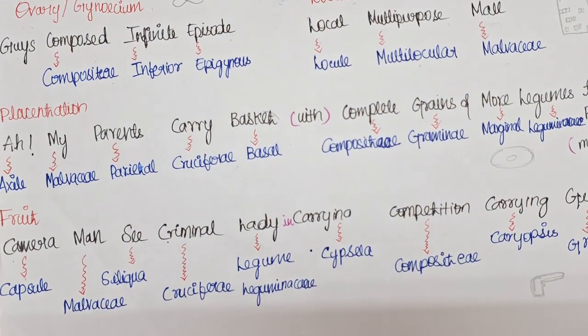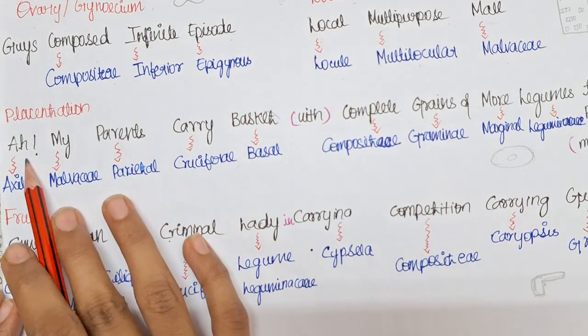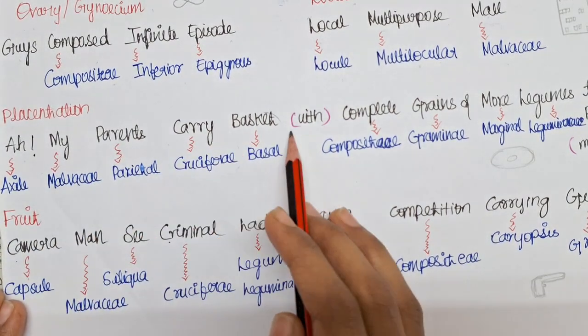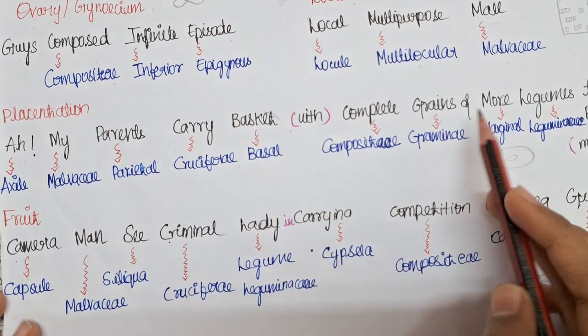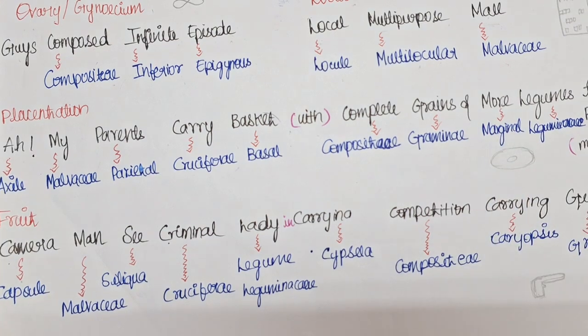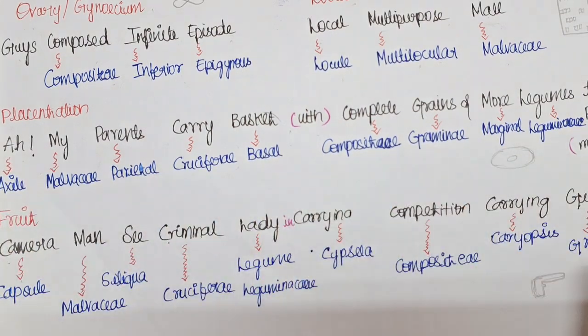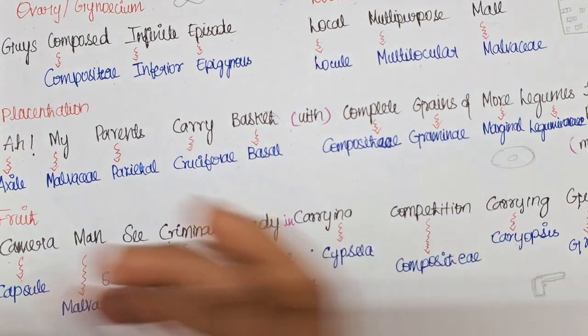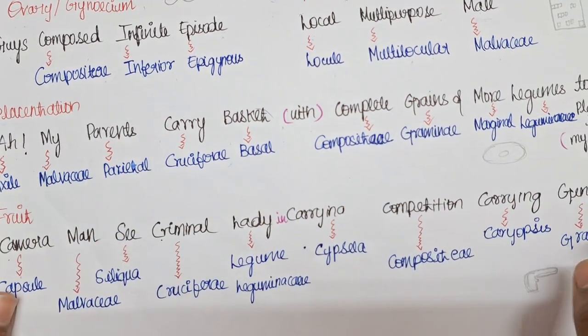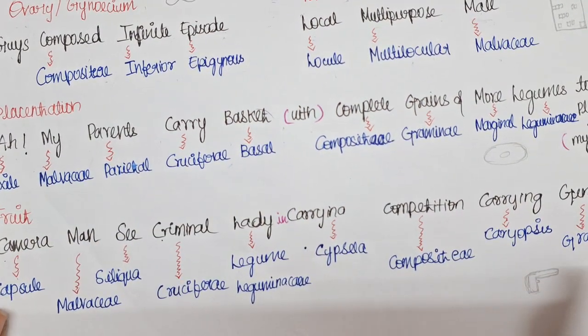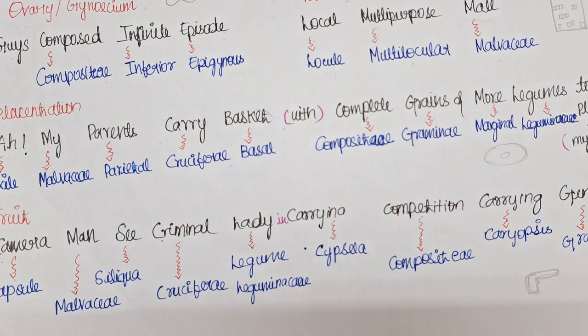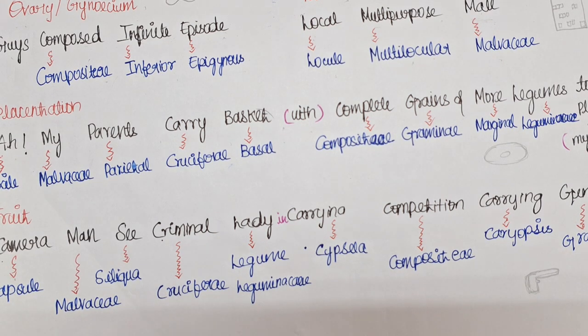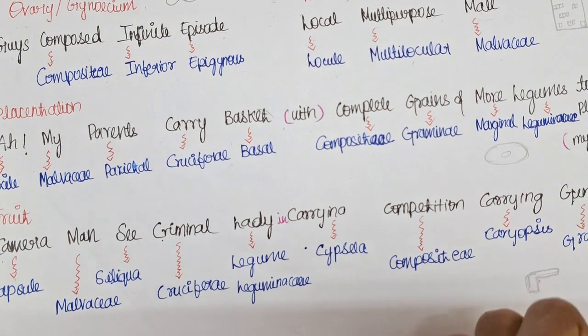Next one is placentation. My parents carry basket with complete grains and more legumes to place in my plate. This is a little bit of a big short trick, but each and everything is different. That's why. Okay. So your parents are more concerned about your health always, right? So they will be saying eat good foods, and as a NEET student you should do that always. So they are carrying a basket.